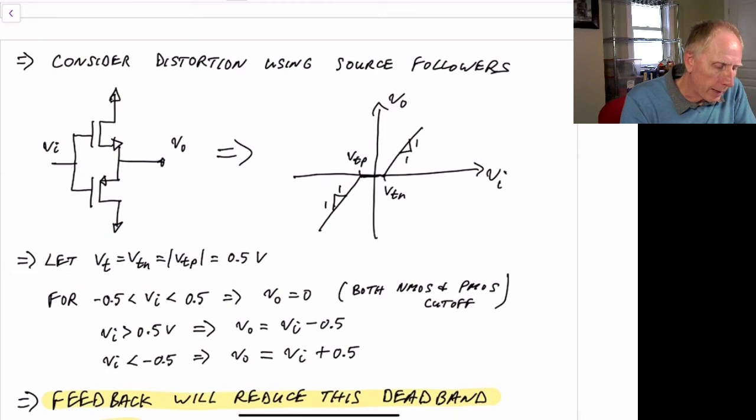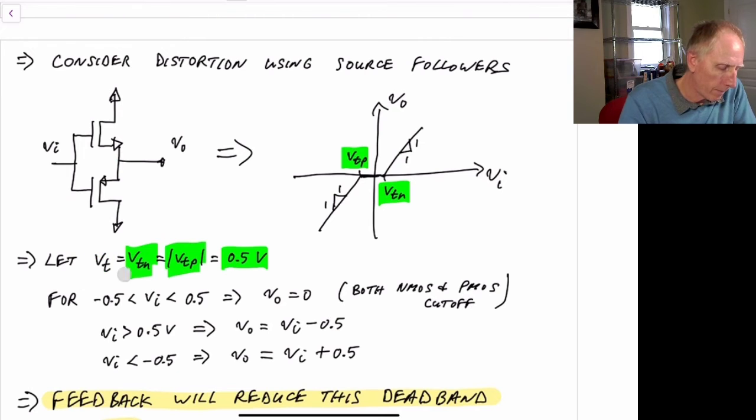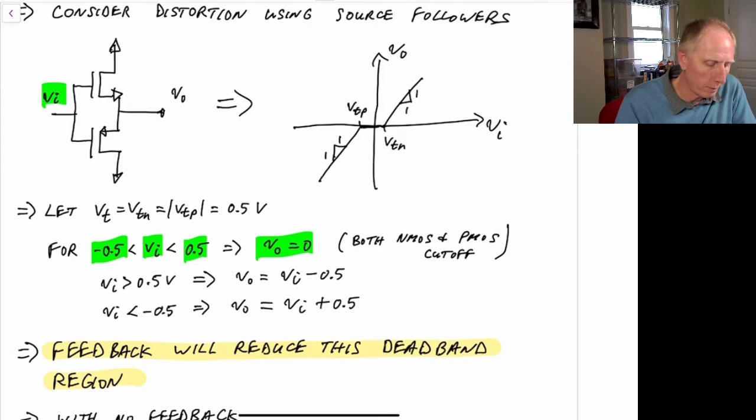So let's take the case where we'll assume that the threshold of the NMOS equals the magnitude of the threshold of the PMOS, and we'll make it equal to 0.5 volts. So in other words, this would be 0.5 volts and this would be negative 0.5 volts. So what we're saying is that in the case where the input voltage here, VI, is between 0.5 and negative 0.5, the output will equal 0.